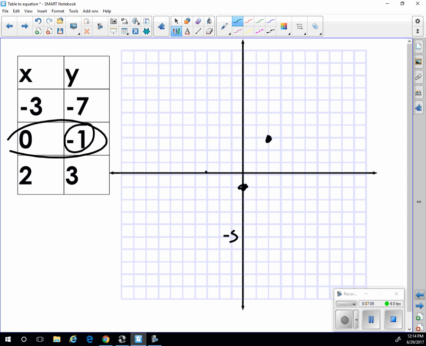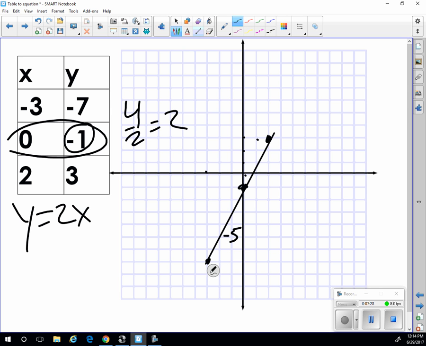There's a -5 and -7. Is that on the same line? Let's try it out and see. Yep. Okay, so we could write the equation because it goes up 1, 2, 3, 4 over 2. We're changing twice as much, so y equals 2x, and the y-intercept is -1. We can grab that one off the table. When x is 0, that's your y-intercept there. You're on the y-axis when x is 0.